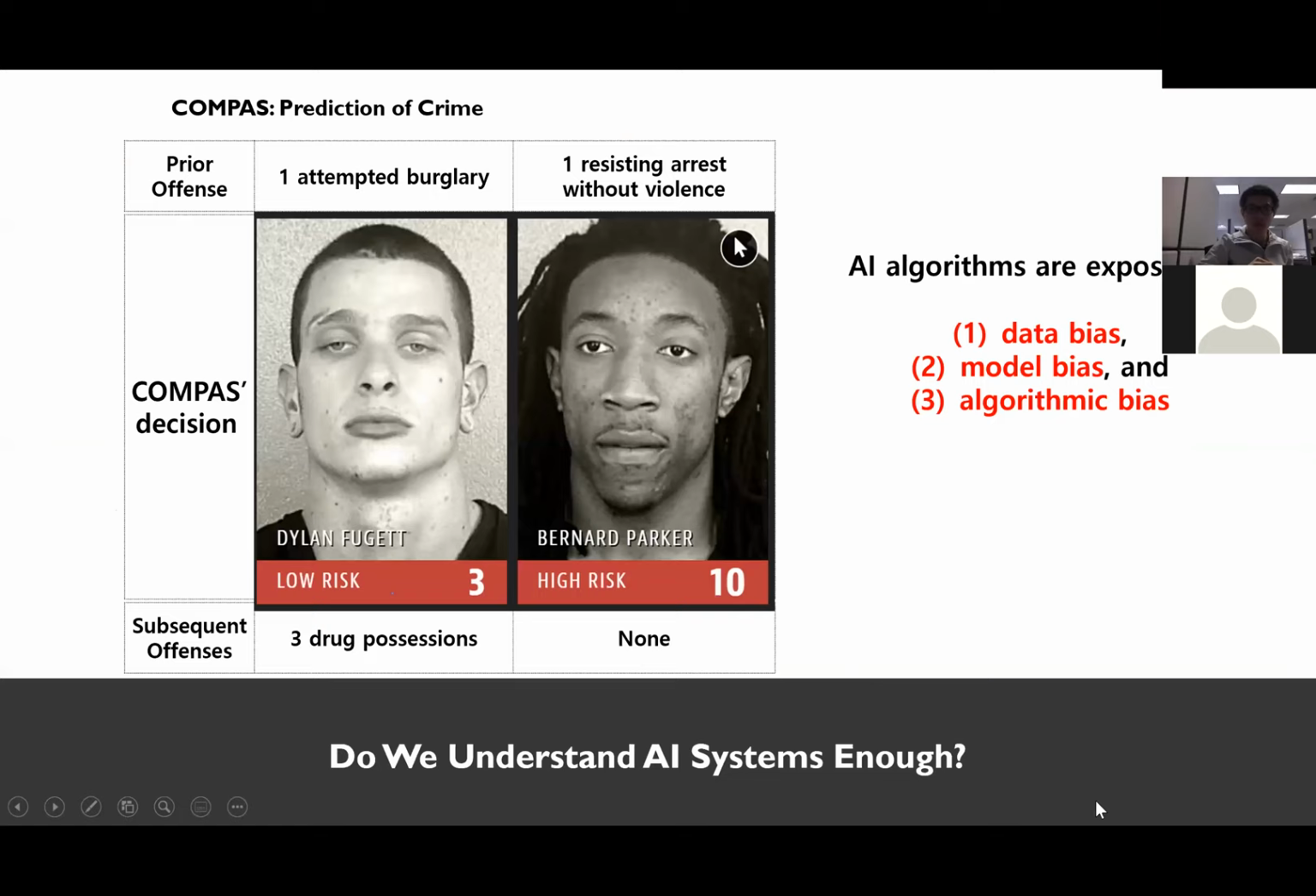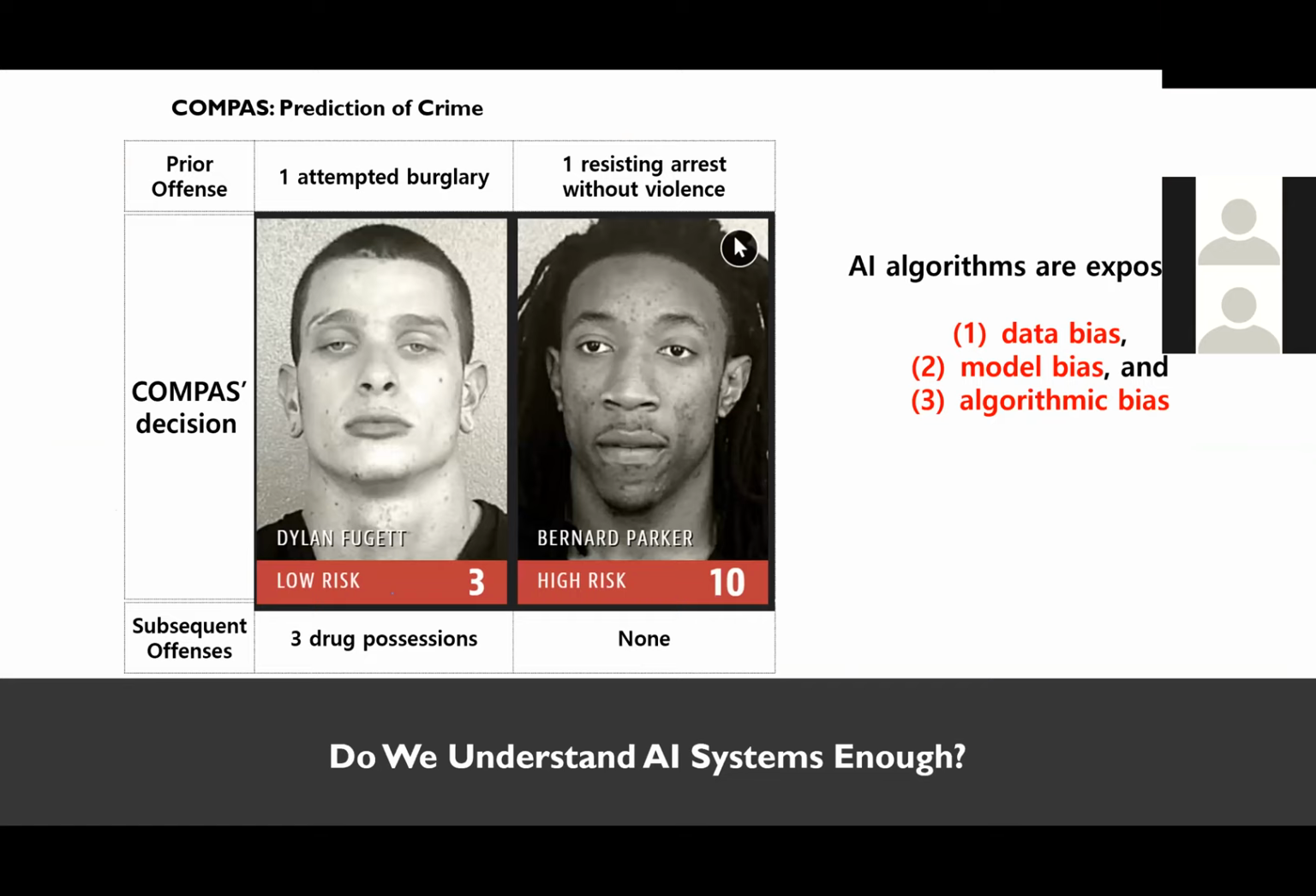So who is called Dylan and who is called Bernard? Dylan is arrested because of one attempted burglary, and Bernard is arrested because of one resisting arrest without any violence. And the COMPASS system is an AI system which predicts the follow-up crime of a specific person. COMPASS predicts that Dylan may have a low risk of crime, a risk of three. And the COMPASS system predicts Bernard may have a high risk, a 10.